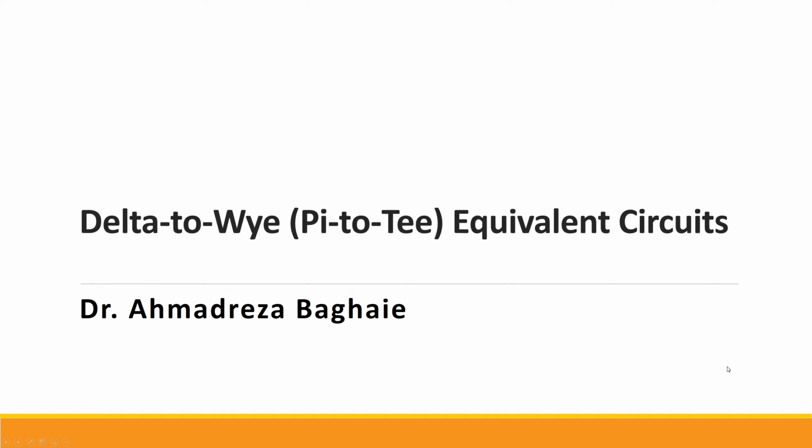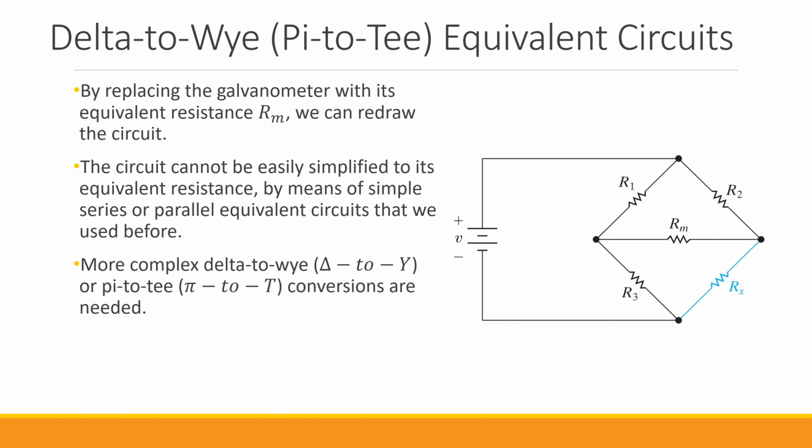In this video, I want to talk about delta to Y or pi to T equivalent circuits. If you remember, before we talked about the Wheatstone bridge. So what happens if we replace the galvanometer with its equivalent resistance? Here I call it Rm. And we redraw the circuit. How can we analyze this circuit now?